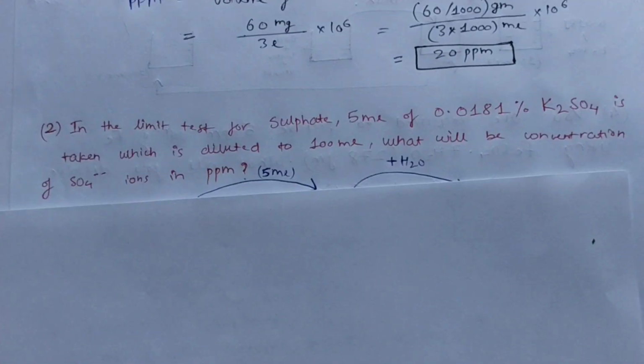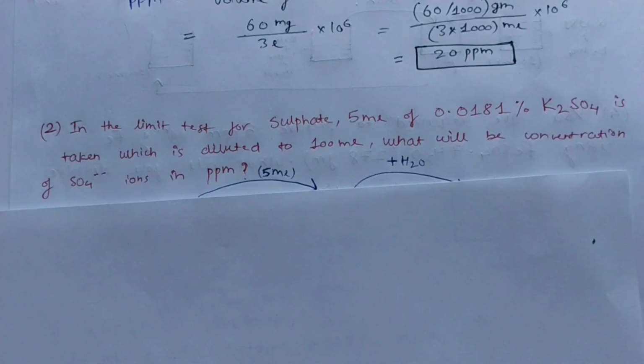Now one more very important question we have here. Let's read what the question is saying. In the limit test of sulfate, 5 ml of 0.0181% potassium sulfate is taken, which is diluted to 100 ml. What will be the concentration of sulfate ion in parts per million?